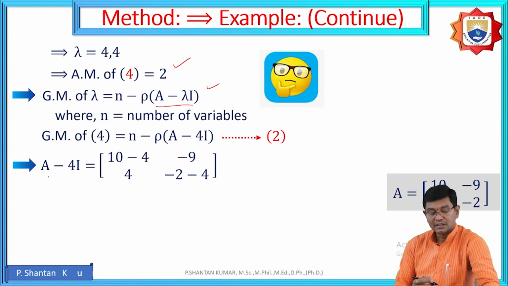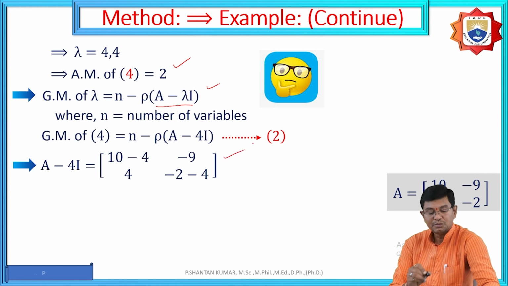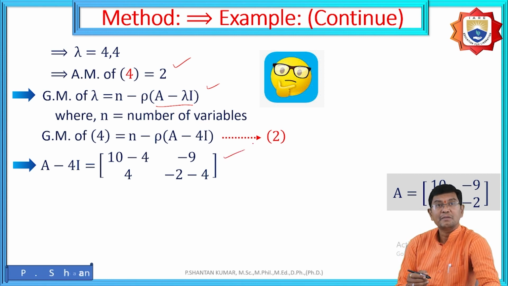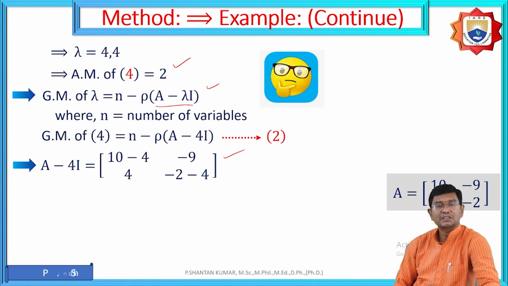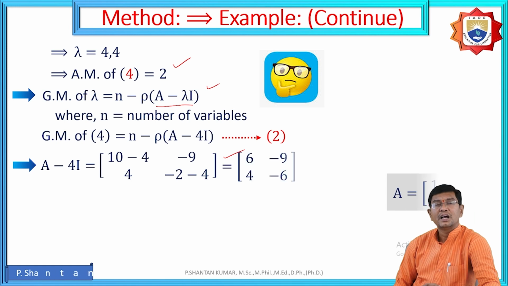That is the meaning of it. In this one, lambda is nothing but 4. Therefore, we obtain A minus 4I, where the first row of the matrix is 6 minus 9, and the second is 4 and minus 6.